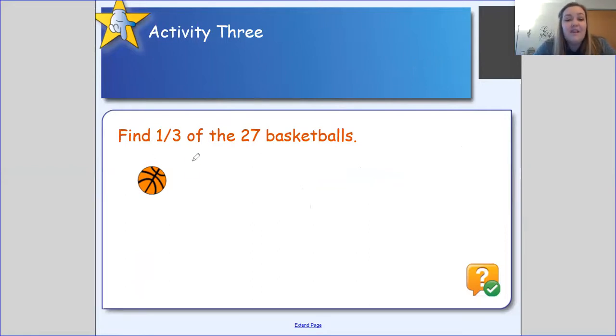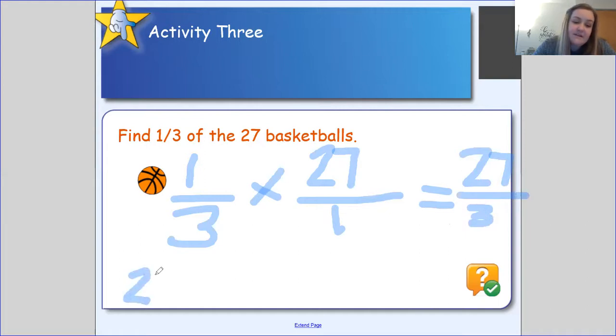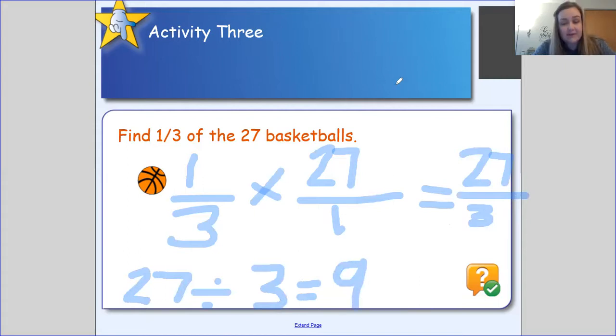So you have a third of 27 basketballs. So I'm going to go a third times 27 equals 27 over 3, which is the same thing as 27 divided by 3. Okay, everybody know what that is? You count by 3s, you get 9. So a third of 27 basketballs is 9 basketballs. That's how you would go about this. Okay, I think we have one more.